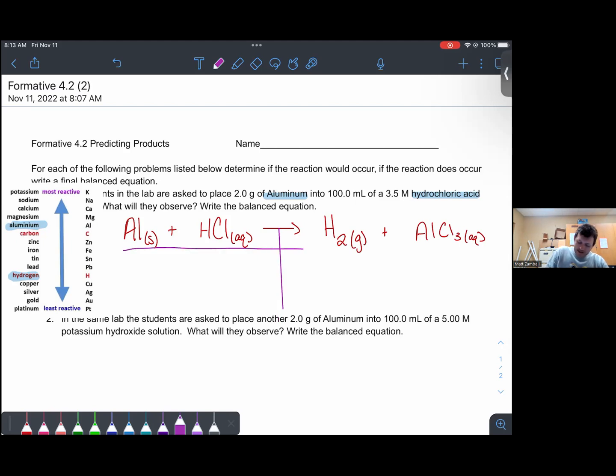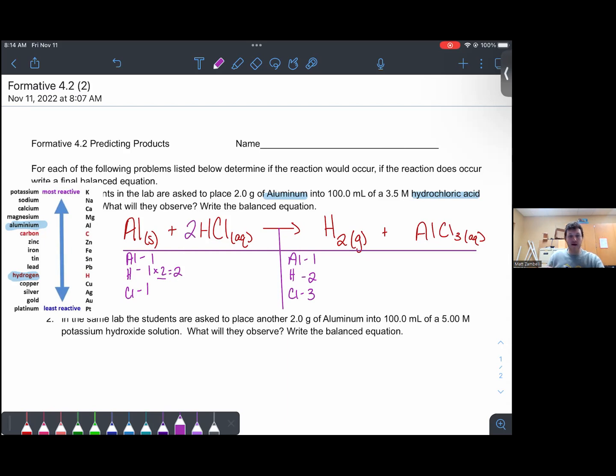In order to do that, we have to separate our left and our right side. We have aluminum, hydrogen, and chlorine on both sides. On this side, we have 1 aluminum, 1 hydrogen, 1 chlorine. On this side, we have 1 aluminum, 2 hydrogens, 3 chlorines. The first one we have to balance is our hydrogen, so we multiply this by 2 and put a 2 here. This 2 goes up front, which means this gets multiplied by 2 as well.